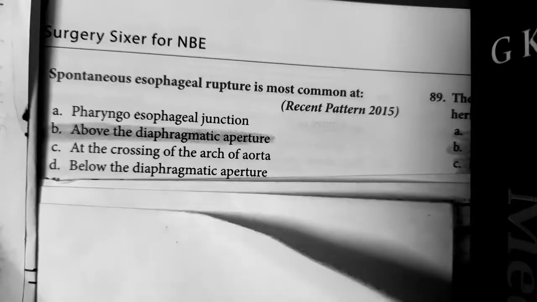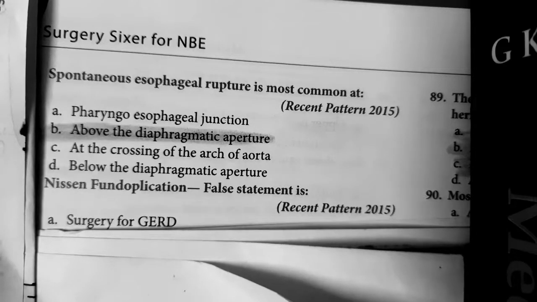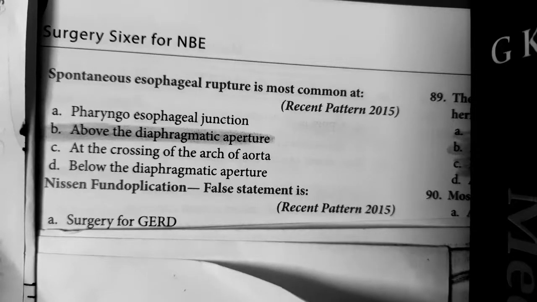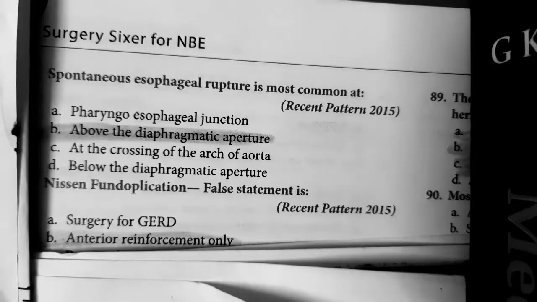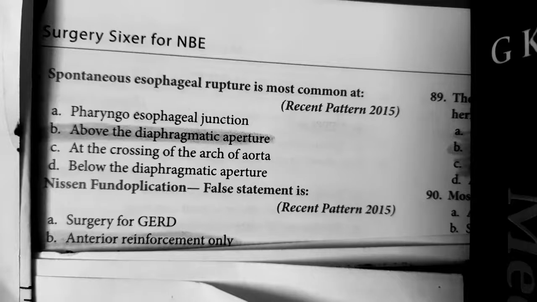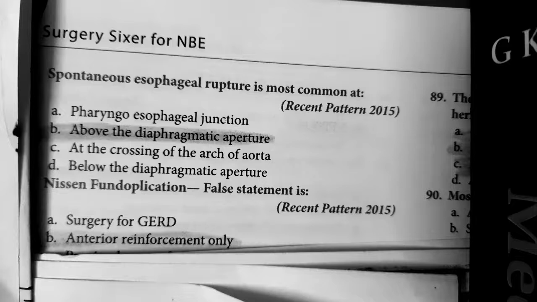Okay. Next, question number 2. Nissen's fundoplication. The false statement is, first we will see the statements. It is the surgery for gastroesophageal reflux disease. True. Anterior reinforcement only. False. In Nissen's fundoplication, you do a 360 degree posterior fundoplication. Once you do it, it wraps all around the esophagus 360 degrees, so it reinforces all parts of the esophagus, both anterior and posterior.